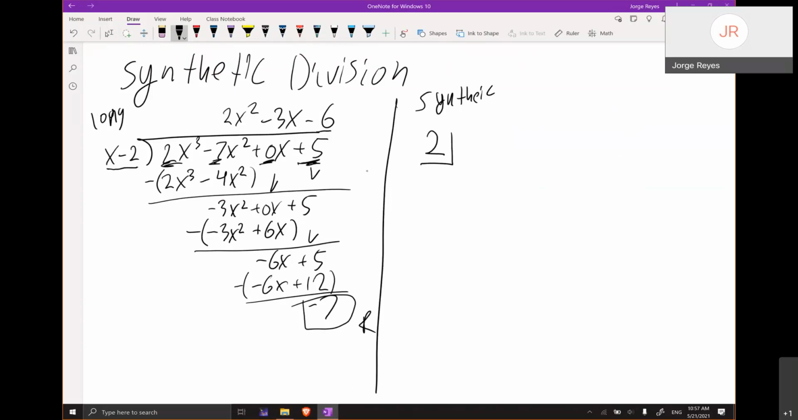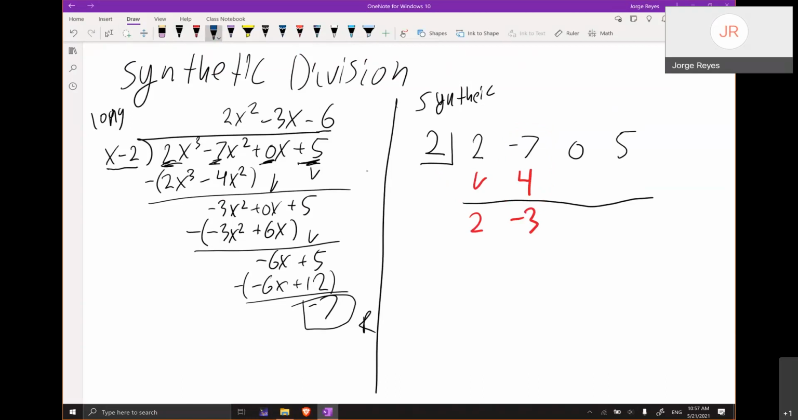Okay, so it's going to be 2, negative 7, 0, 5. Okay, so I write down the coefficients. Then I do this algorithm, okay? So the first number always just falls down, and it's okay, it just goes down. Then you do 2 times this number, and you put it here. Then you add these. So -7 plus 4 is -3, okay?